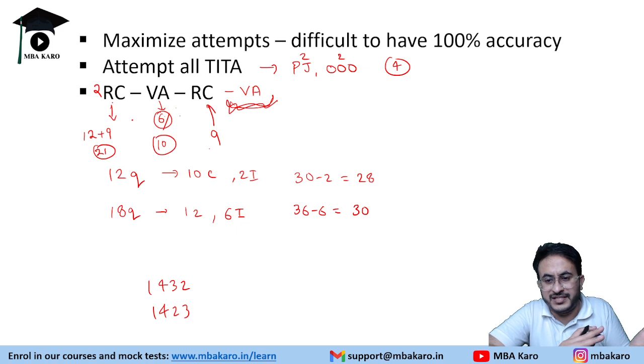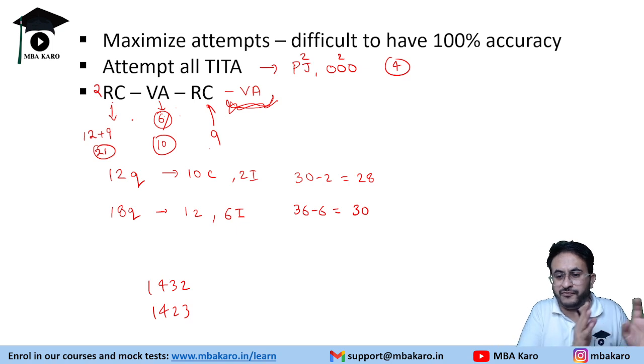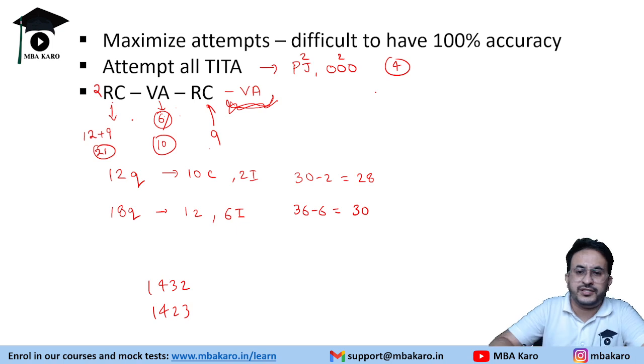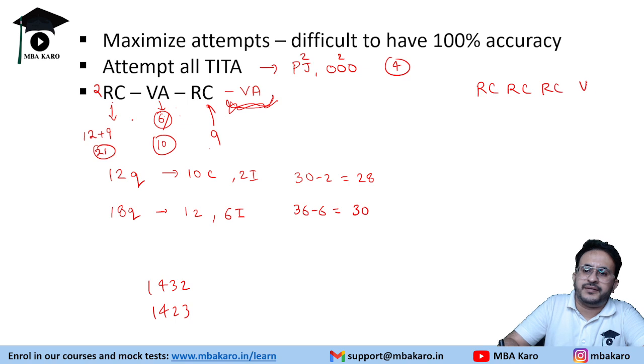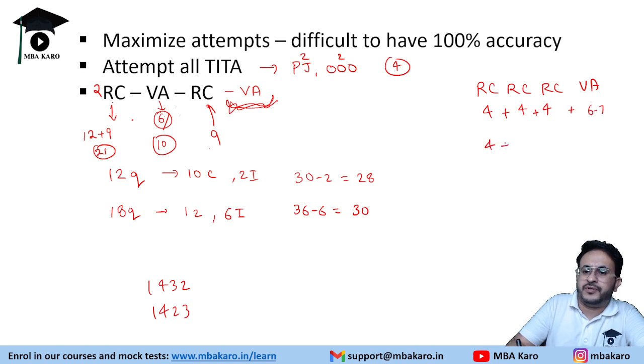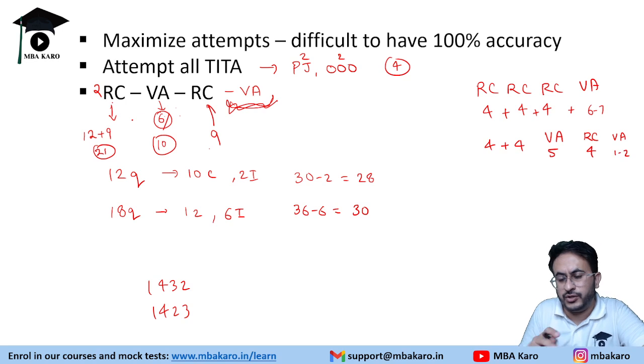Let's say you are RC friendly and you do not like attempting VA: 4 RCs and then VA questions, or 3 RCs and VA questions. So your attempt could be RC, RC, RC, then VA, like you try to go all in. Let's say you did 4 questions of RCs, and then you tried to do some 6 to 7 VA questions. Or it could be 4 plus 4 RCs, then VA you do 5 questions, then again RC of 4 questions, then some VA questions, 1 or 2 questions you are able to do.